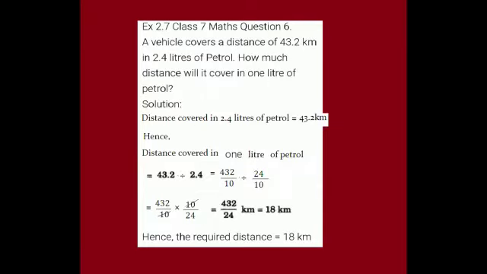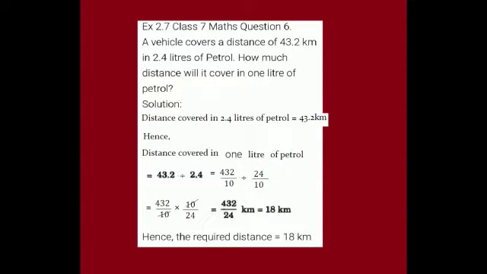Question number 6, which is the last question of this chapter, fractions and decimals. A vehicle covers a distance of 43.2 km in 2.4 liters of petrol. How much distance will it cover in 1 liter of petrol? So in this question we are given that in 2.4 liters of petrol, a vehicle will cover 43.2 km. Then in 1 liter of petrol, how much distance will it cover? That we want to find.